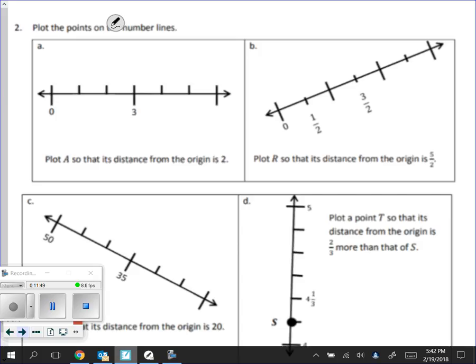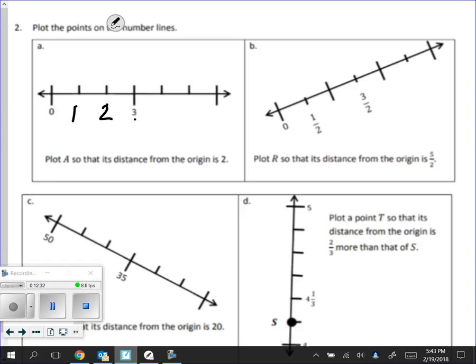Okay, so now we're doing this a little bit different. It says plot A so that its distance from the origin is 2. So the first thing you want to do is you might want to go ahead and label your hashes, because I like to figure out exactly where everything is going. So I have 1, 2, 3 hashes from the origin 0 to 3. So each one of those lines, I know that each one of those is 1, 2, and that's 3. So each one is worth 1.